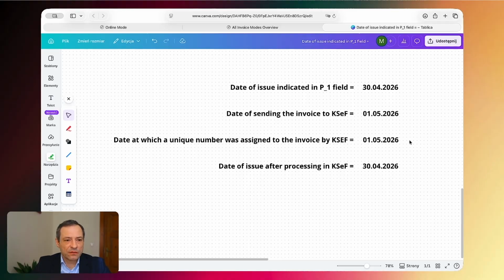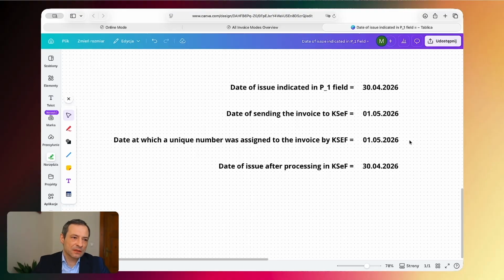However, this invoice was sent to the Polish National Electronic Invoicing System first on 1st of May 2026. Consequently, the day on which the Polish National Electronic Invoicing System generated and assigned a unique number to this invoice is 1st of May 2026.